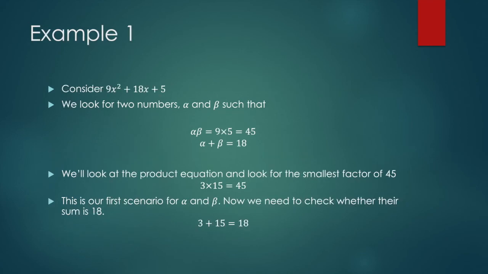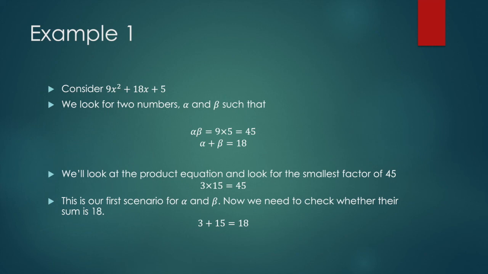So let's go straight into an example. Consider 9x squared plus 18x plus 5. So we look for two numbers, alpha and beta, such that alpha times beta is equal to 9 times 5. 9 is our a in our quadratic, 5 is our c. So 9 5s are 45. And alpha plus beta must be equal to 18. 18 is our b term in our quadratic.